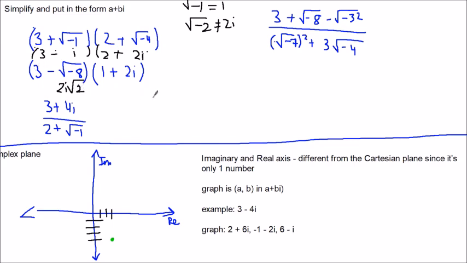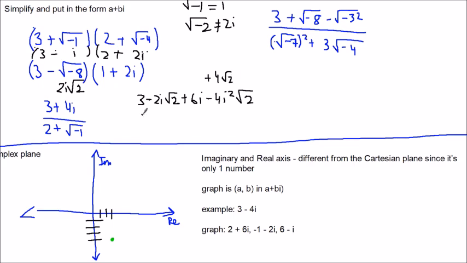So 3 times 1 is 3. Minus 2i square root 2 times 1 is minus 2i square root 2. 3 plus 2i is plus 6i. And then 2i square root 2 times 2i, minus 2i square root 2 times 2i, is minus 4i squared square root 2. Right, and this will give you 3. Now, we gotta combine this and this first. So minus 4 times minus 1 is 4. So plus 4 square root 2 this time.